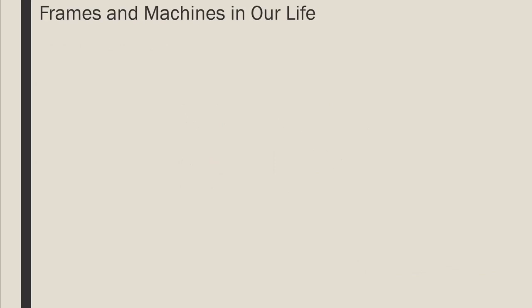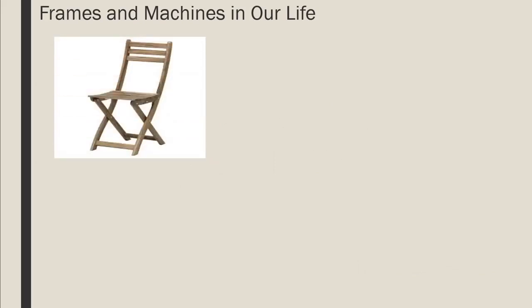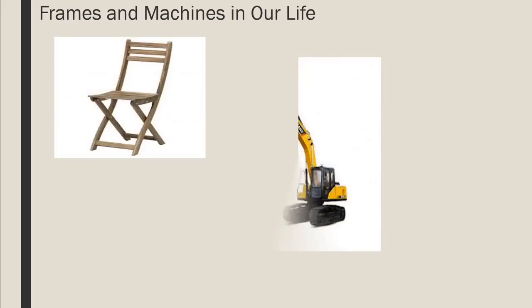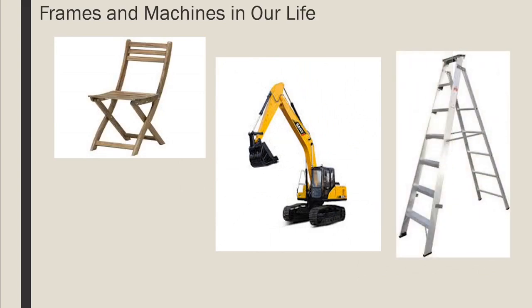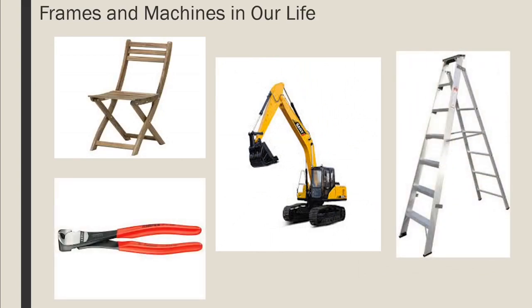Frames and machines consist of multiple parts assembled together in a number of possible ways. The primary difference between frames and machines is that there are moving parts in machines and not in frames. The method of analysis is the same.